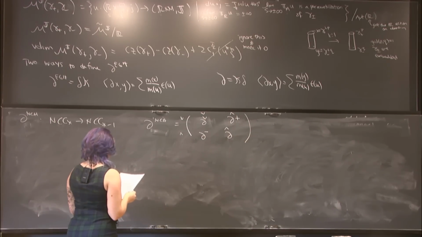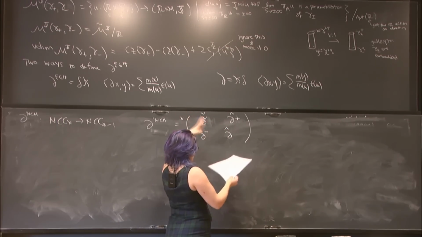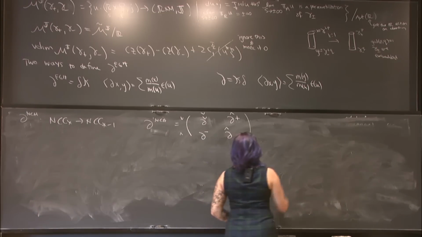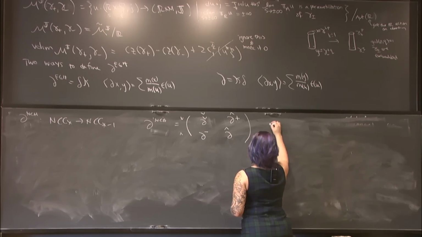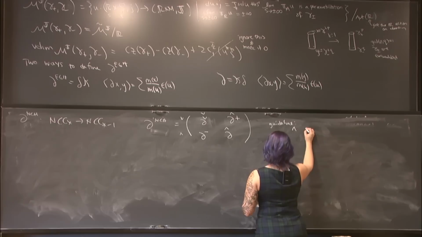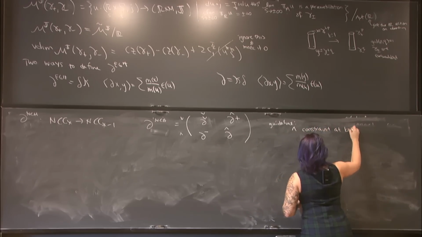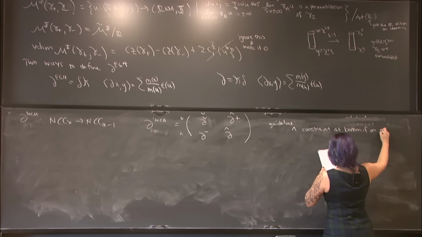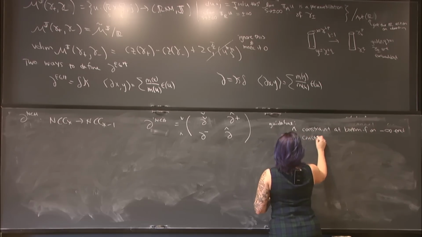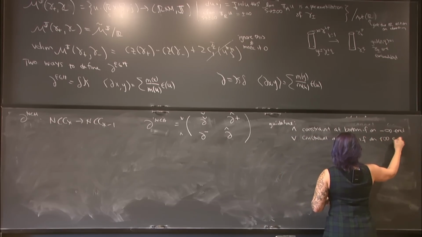accordingly. So I'll write down what each of these counts in terms of moduli spaces, point constraints, and also a picture. The guideline is that a hat has a constraint at the bottom if on the minus infinity end, and a check has a constraint at the top if on the plus infinity end.